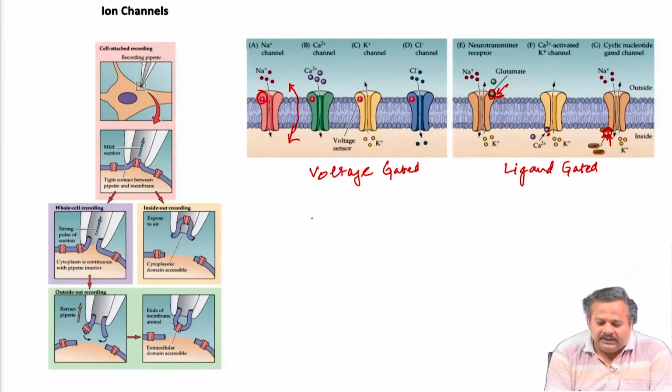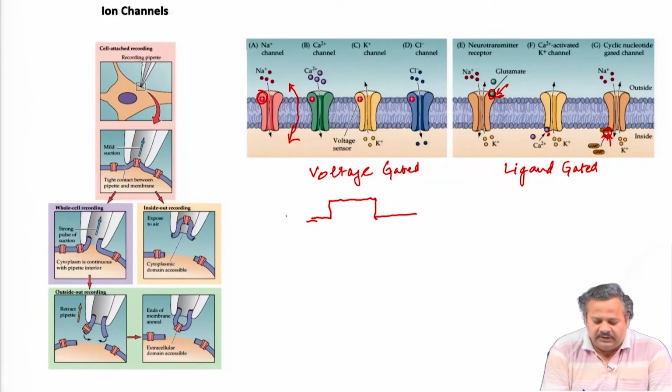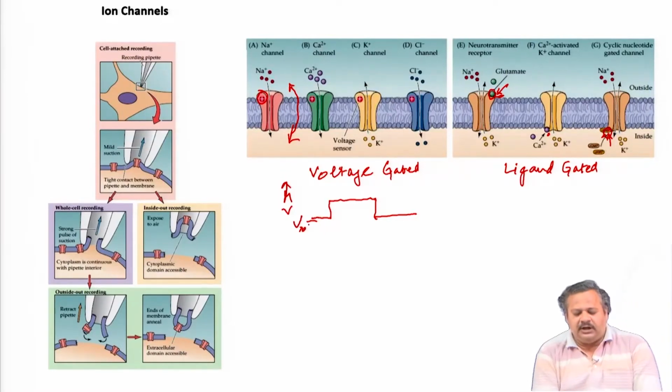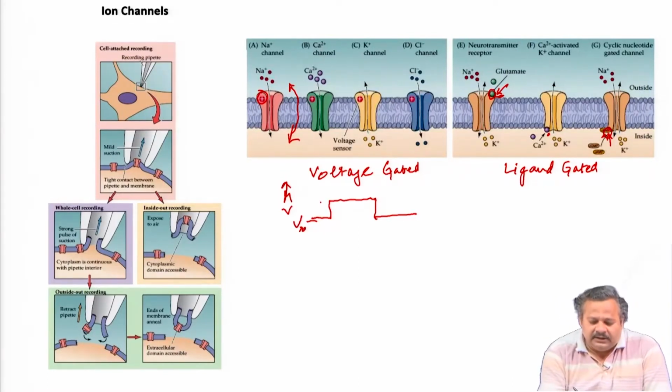and let us say we provide a depolarization of the neuron, and we are measuring the sodium current. So, this is the voltage, this is V rest, or the membrane potential at rest, and this is the change in voltage provided, that is, let us say it goes from V rest to V1, and parallelly we are able to measure the sodium current.